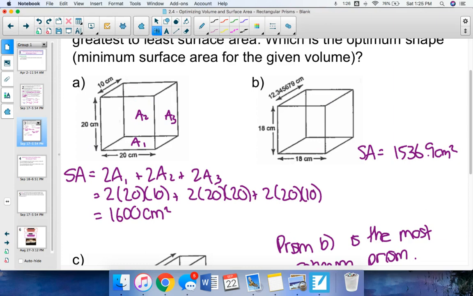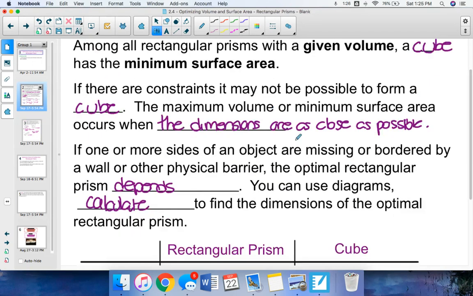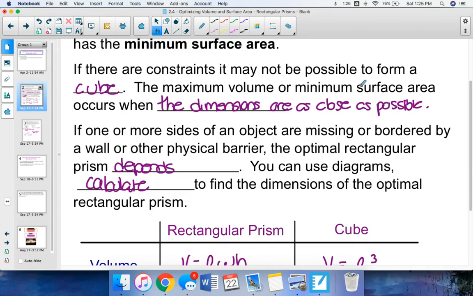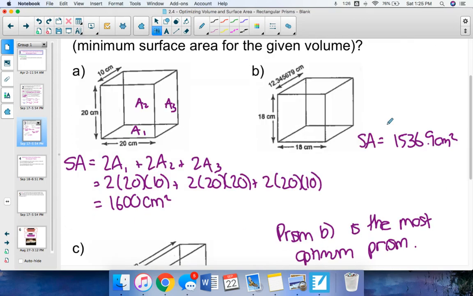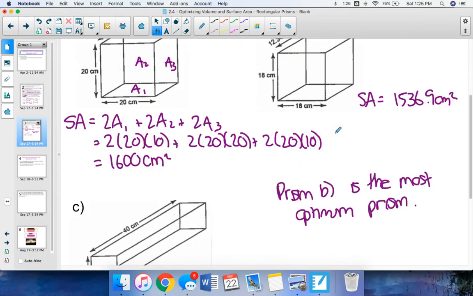So just take a think. Okay. Because this cube, the dimensions are closer together, that makes it more cube-like, right? Like we said before, the maximum volume or minimum surface area occurs when the dimensions are as close as possible. So with rectangular prism B here, they are as close as possible to each other in relation to other rectangular prisms. So that's why it's the most optimum prism. Okay.